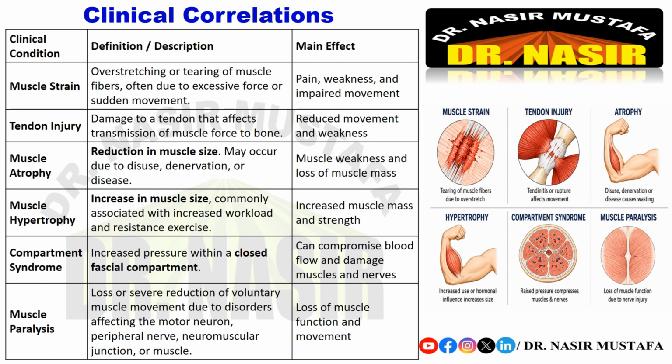In contrast, muscle hypertrophy refers to an increase in muscle size, commonly associated with increased workload and resistance exercise. Compartment syndrome occurs when pressure rises within a closed fascial compartment. Increased pressure can compromise blood flow and damage muscles and nerves. Finally, muscle paralysis can result from disorders affecting the motor neuron, peripheral nerve, neuromuscular junction, or muscle itself. Therefore, understanding normal muscle anatomy is essential for understanding many clinical conditions.